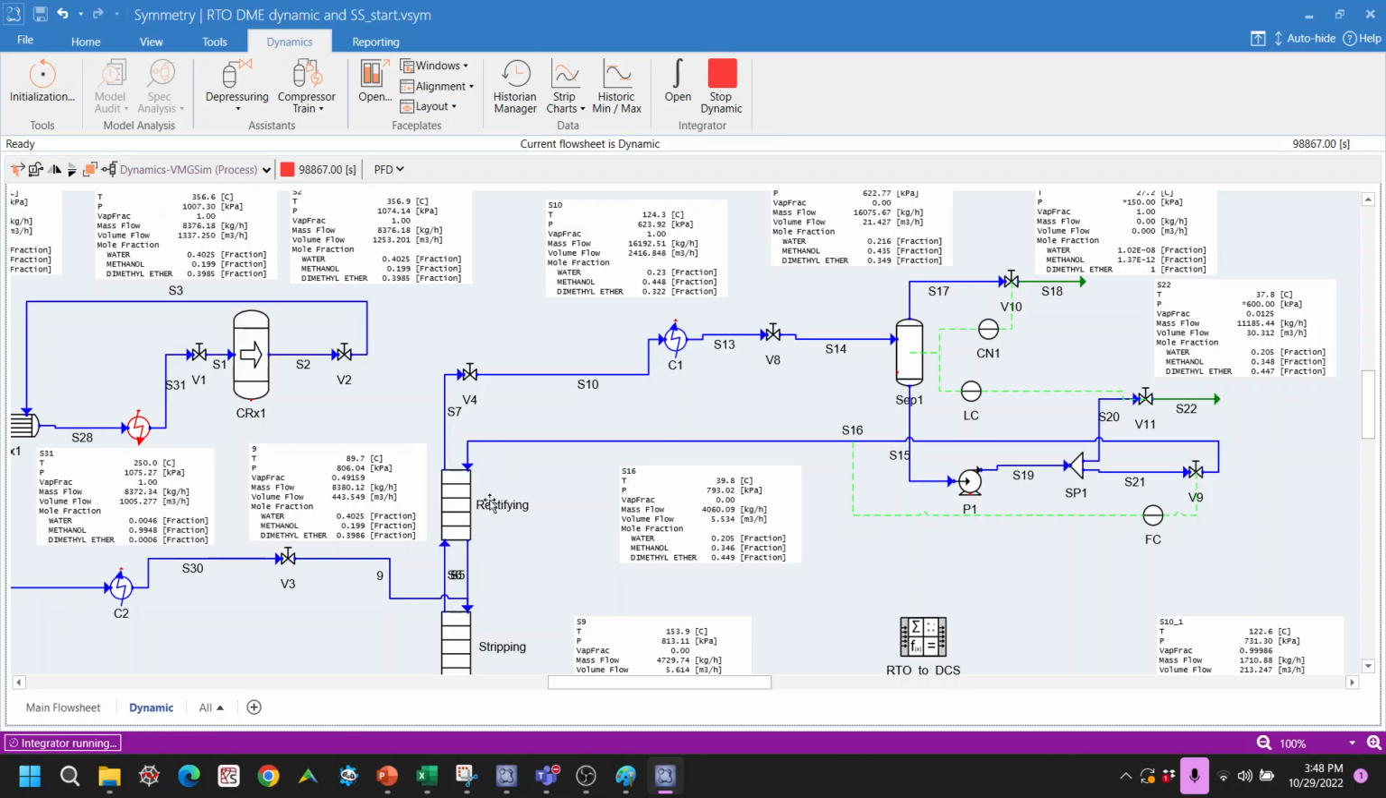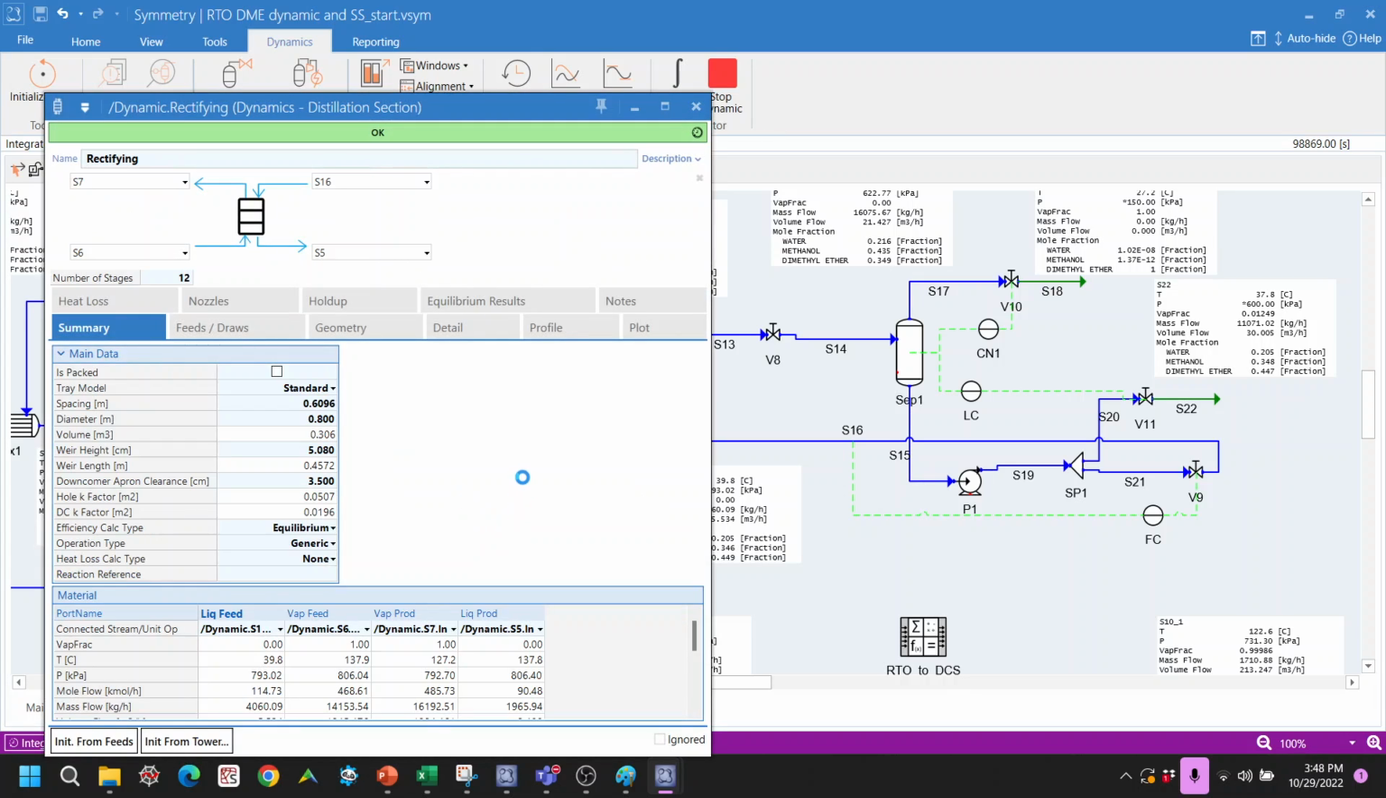I guess I'm okay with the number of stages and the efficiency of each tray. It's just that this tray has the standard tray model, and it has different sizes. So I will then do the more detailed one. How many stages, yeah, how much detail.